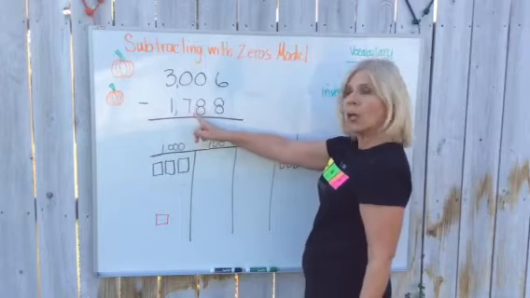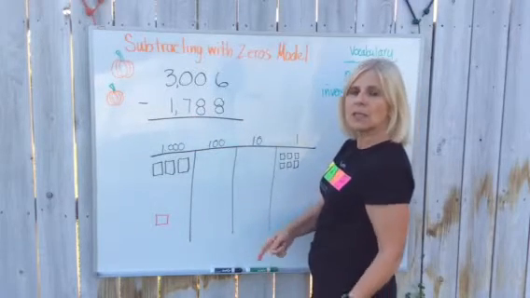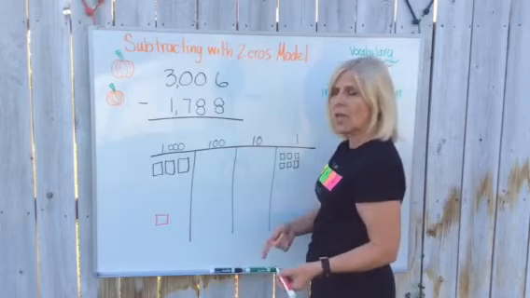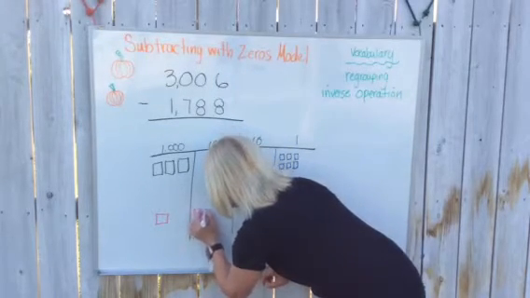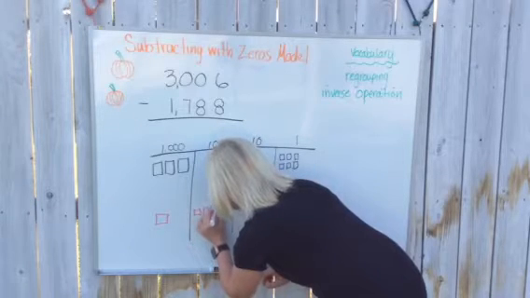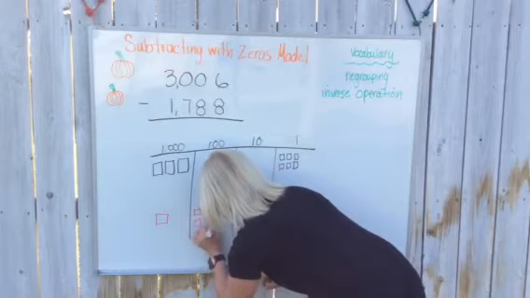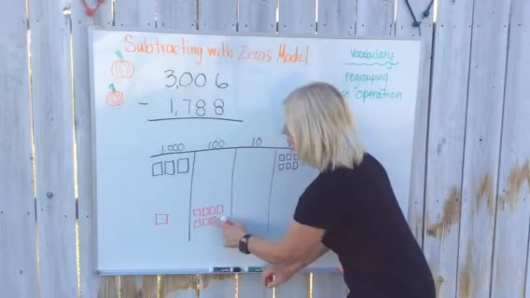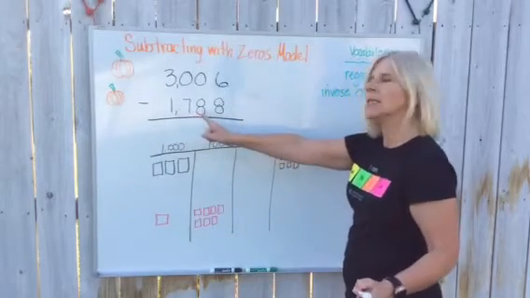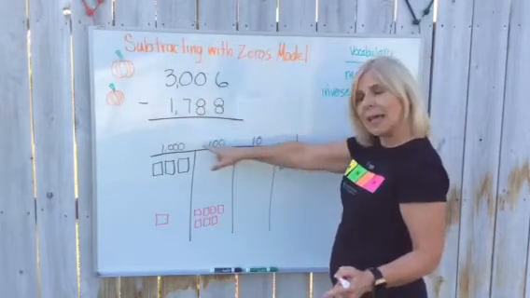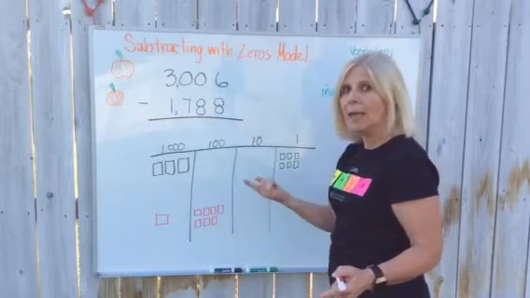Next, I go to my hundreds, and I can see it's a 7. So I want to make seven 100s, or 700. I'm going to make the squares slightly smaller since it represents hundreds. Okay, so one, two, three, four, five, six, seven. My 700 is represented.